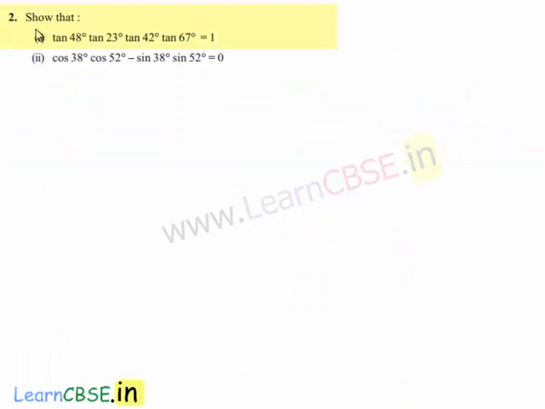Moving on to the second question. Show that, problem number 1, that is tan 48 degrees into tan 23 degrees into tan 42 degrees into tan 67 degrees is equal to 1. Now moving on to the solution.